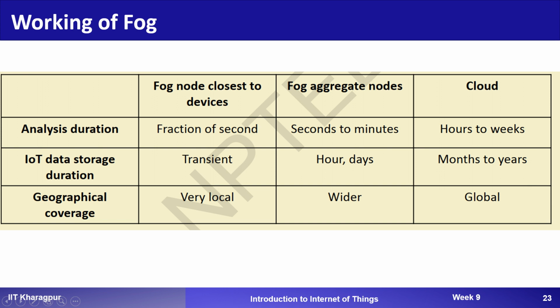Then the geographical coverage. So the fog nodes which are close to your end devices, the coverage which is provided by them is very local. However, fog aggregate nodes provide wider coverage as compared to the fog nodes which are closest to the devices, and in case of your cloud, the coverage is global.